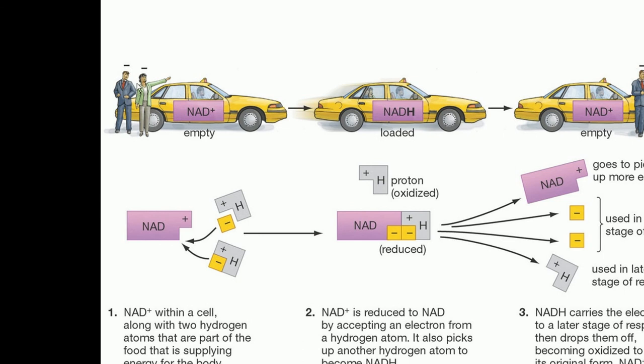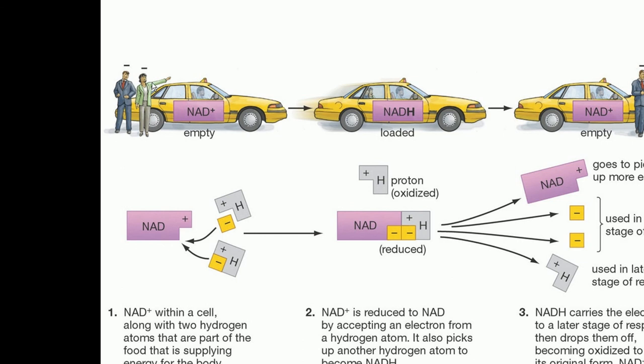So you can see here right now it is empty. It is not carrying the electron. Here the cab is being shown as the electron carrier, which is NAD plus. Passengers are being shown as electrons. So you can see here electrons are not being carried by the electron carrier.